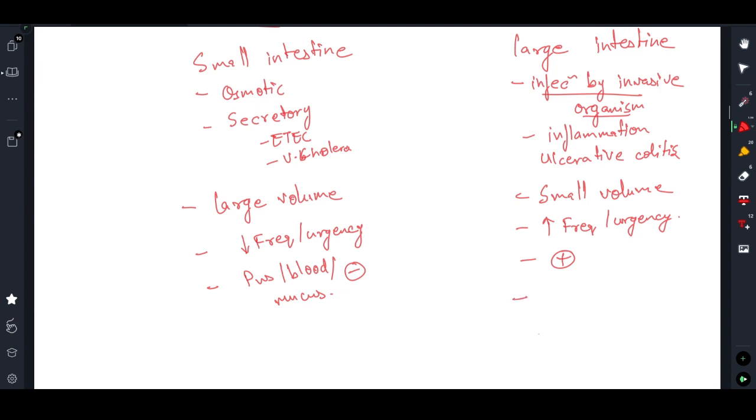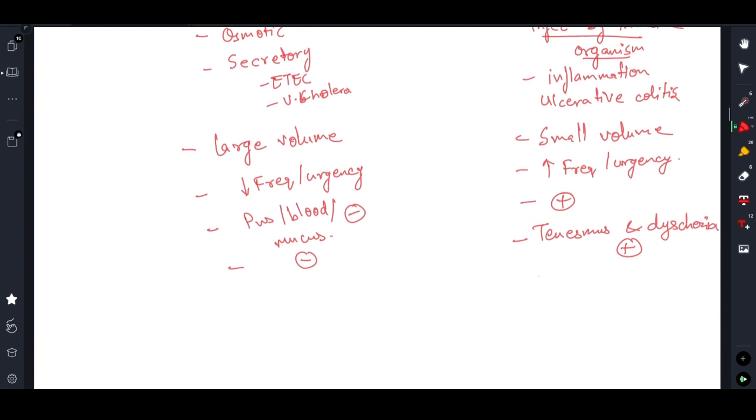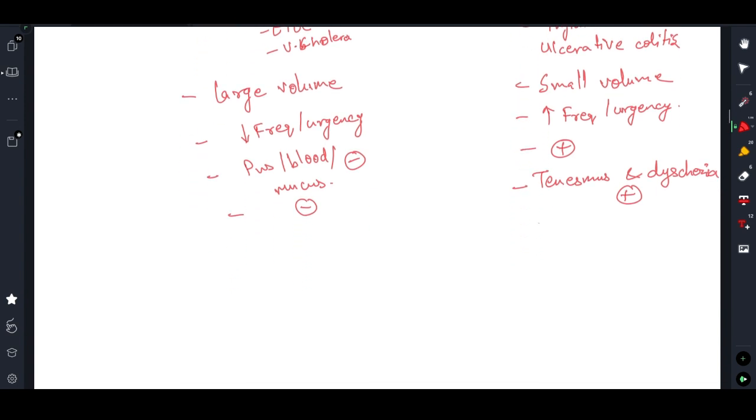So what we see is that tenesmus and dyschezia are present in case of large intestinal diarrhea, whereas these are absent in case of small intestinal diarrhea. So this is one another difference between these two.